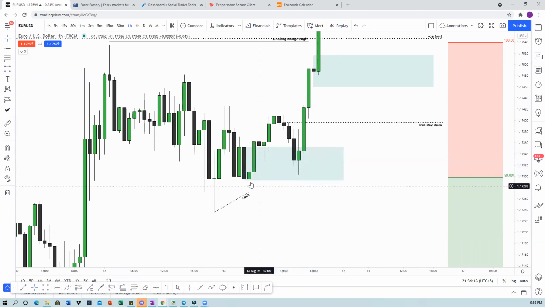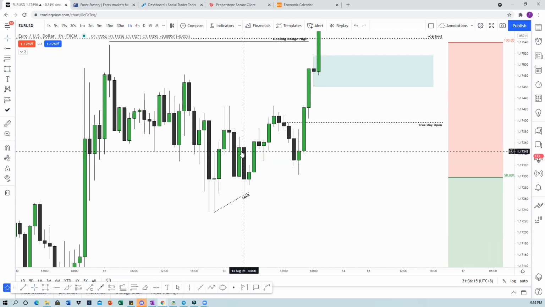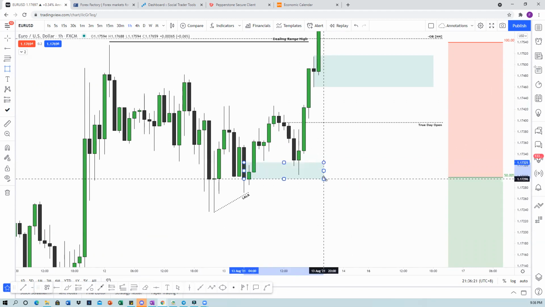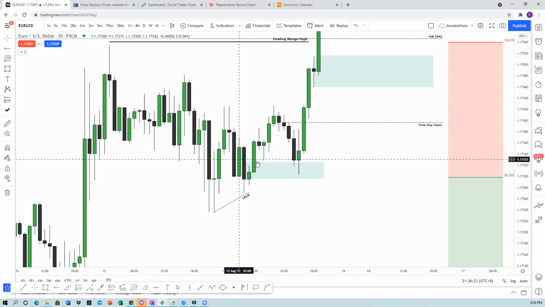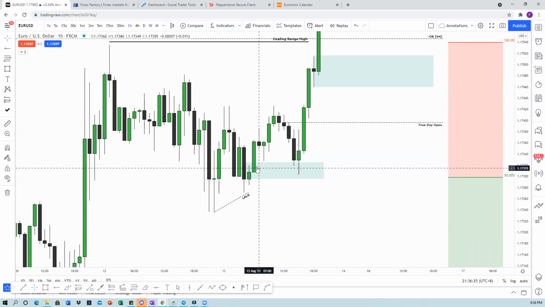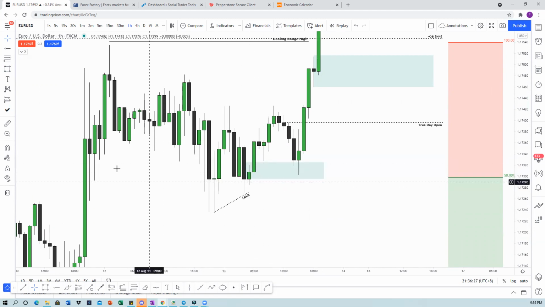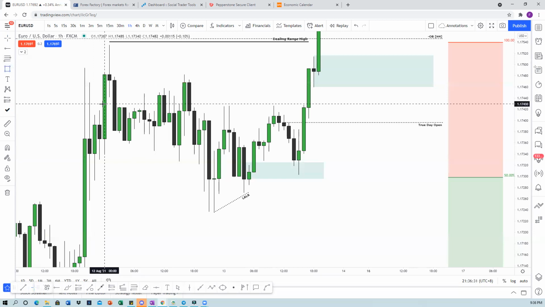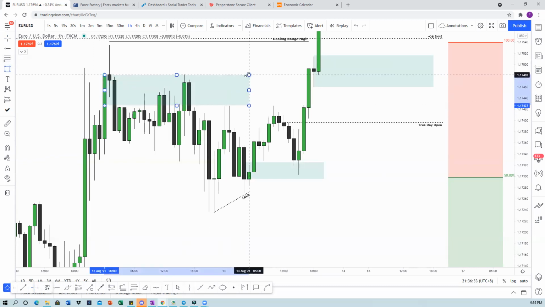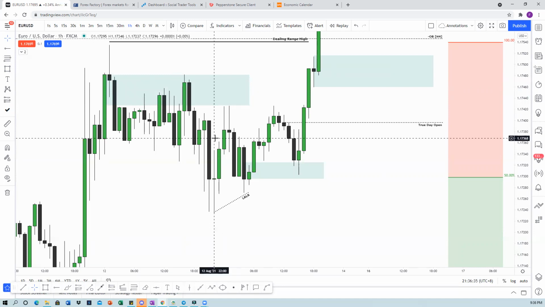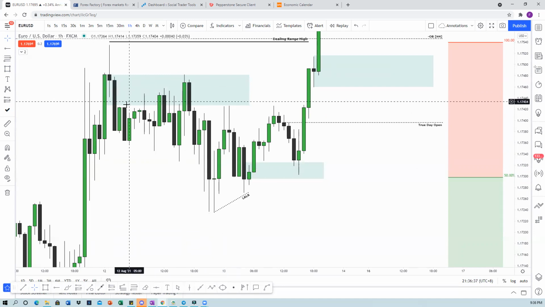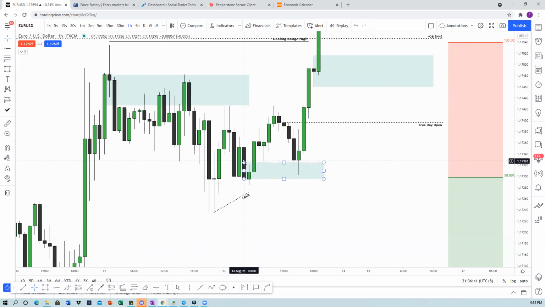Now, order blocks like this, these big down close candles, I like to use the 50% mark, mean threshold and lower. Okay, the mean threshold and lower. Then another example would be here, mean threshold and higher. Now this is not something I would have used. I'm just showing an example. So mean threshold and higher, mean threshold and lower.